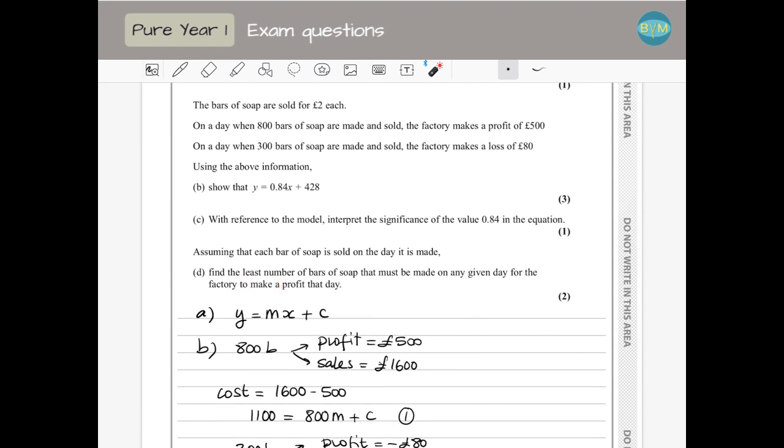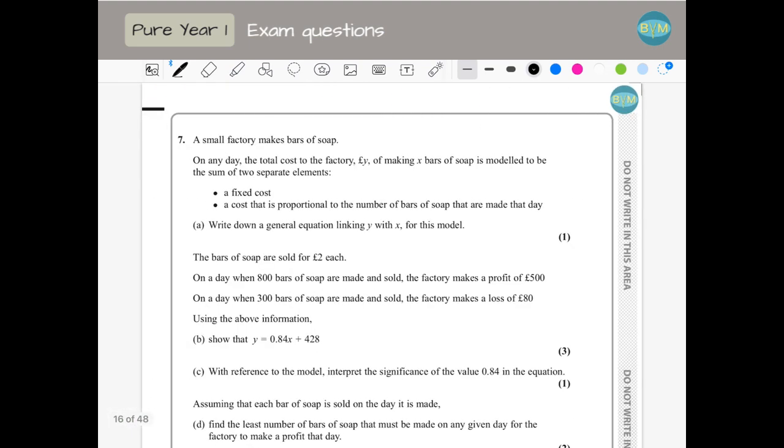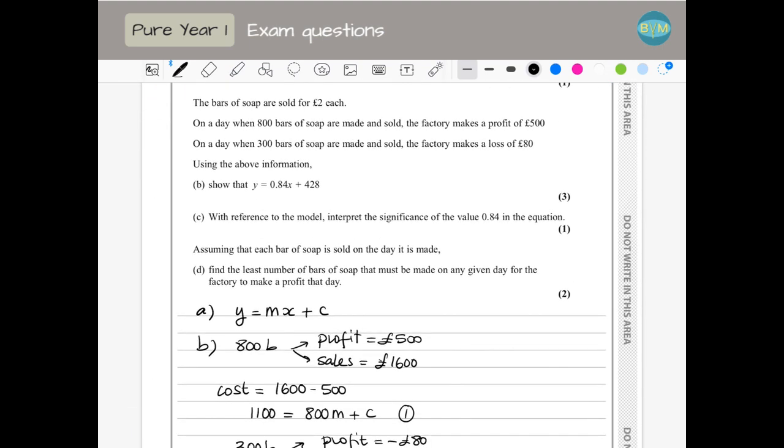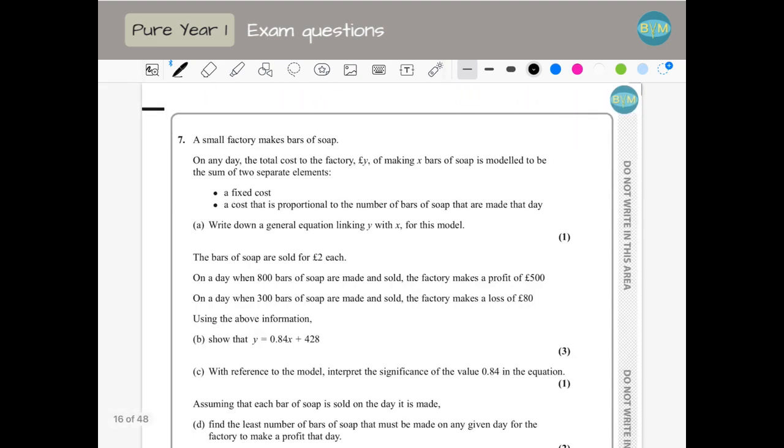Find the least number of bars, so we can write just equal. So the least number of bars is 369. And that's it with this exam question. I think that was part D, sorry. D, yeah, okay, that's it, that's all.